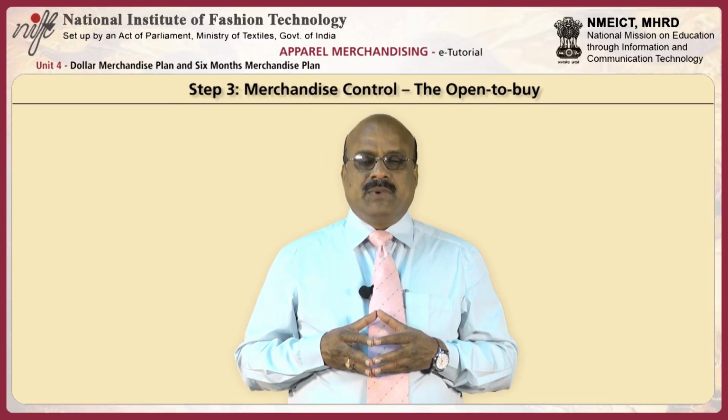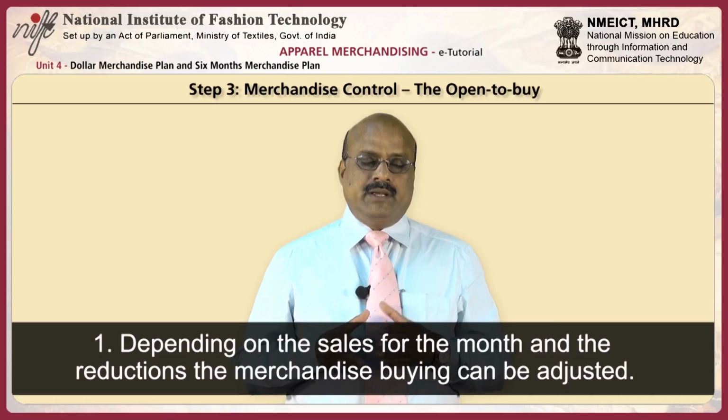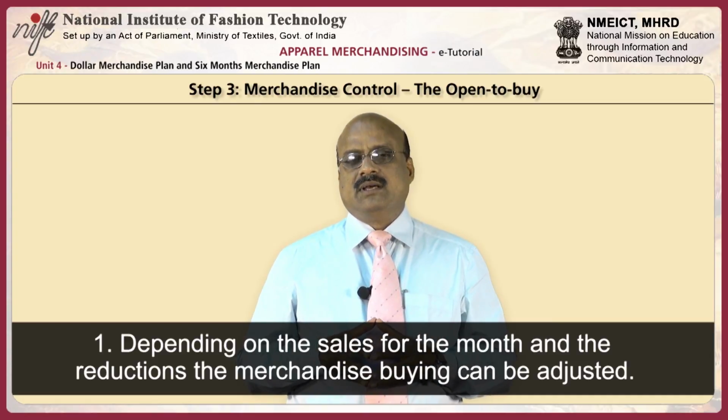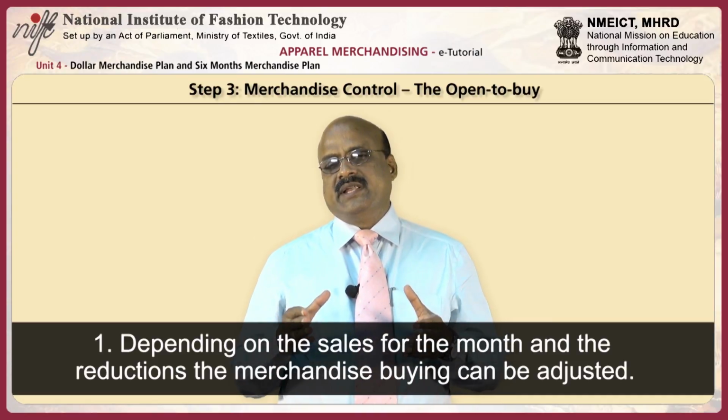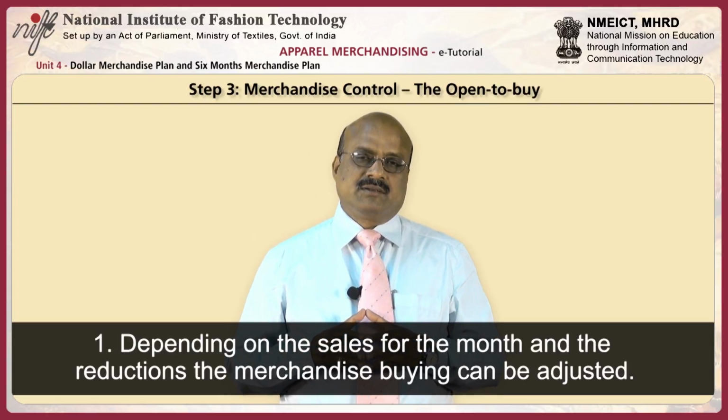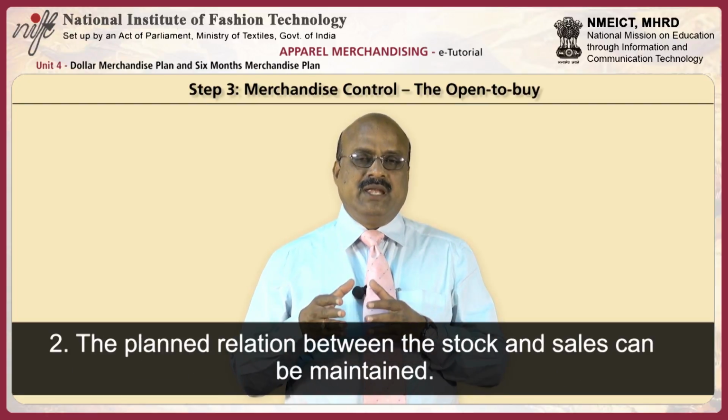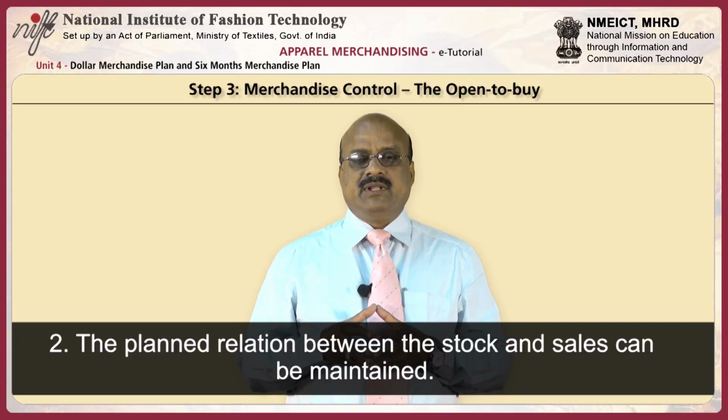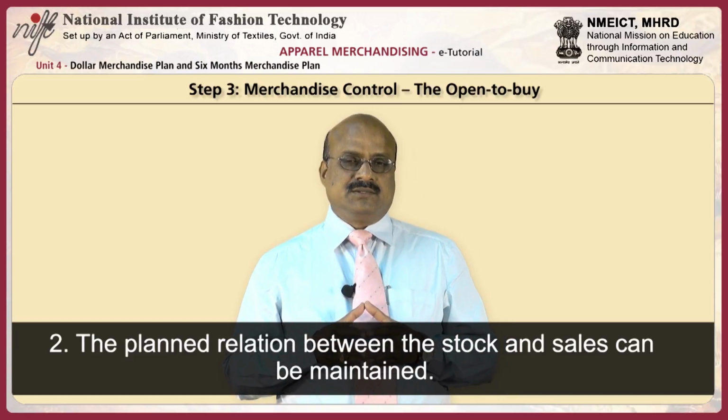Step 3 deals with the purpose of open to buy. Depending on the sales for the month and the reductions, the merchandise buying can be adjusted. This helps in maintaining the planned relation between the stock and the sales.